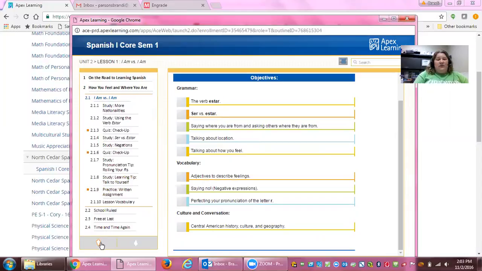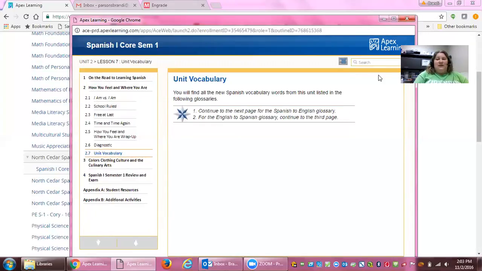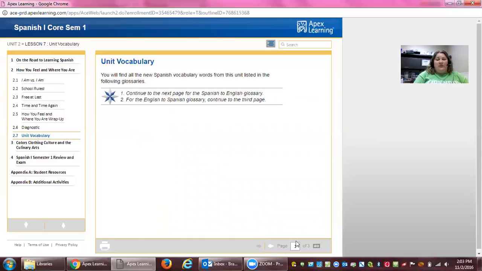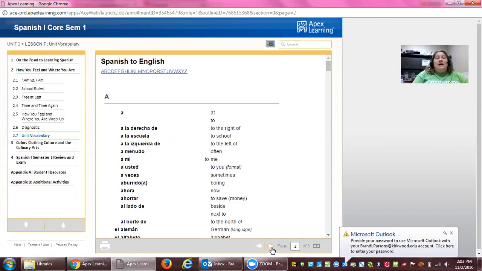And remember, if you need to see all the vocabulary, you're going to go down to 2-7. You have to go even further. You can't just click on the front page. You have to go to page 2 and page 3. Oh, letra A. A means at or to.